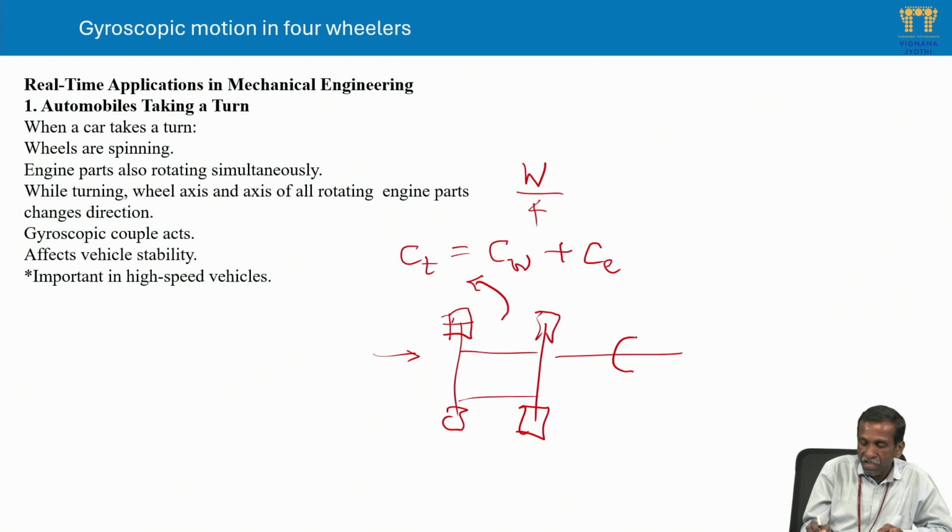Clockwise means this is the clockwise direction. You have to observe from the wheels near to you; these are called front wheels, and the wheels away from the view are rear wheels. If you observe from the front wheels, then the spinning axis of the wheels is clockwise, let us say.